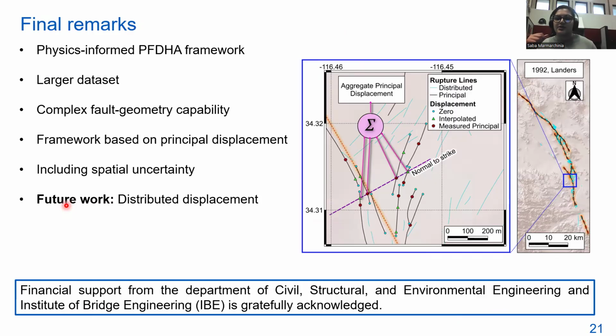So the final remarks of this research is that we define a physics-informed PFDHA framework using a larger data set and more complex fault geometry. And this framework defines the hazard for principal displacement, which is the actual ruptures that are crossed by the structure. And it is also capable of accounting for the uncertainty related to the different definitions of fault trace and structural length. We are also developing a similar framework for distributed displacement right now.